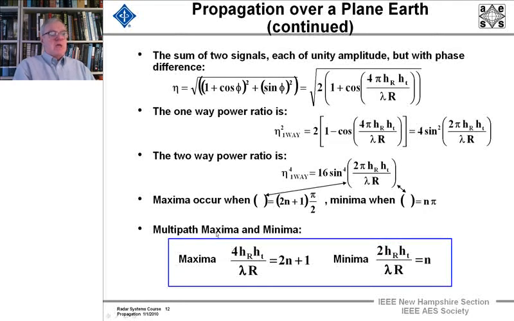So what that's saying is that we're going to get a set of minima and maxima for propagation over the plane Earth. And these are the conditions when the maxima will occur, and these are the conditions when the minima will occur.